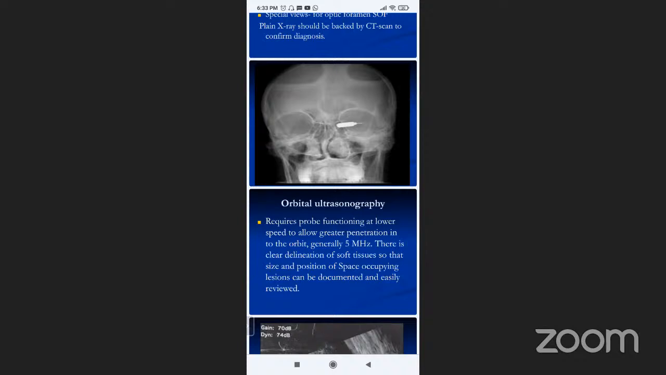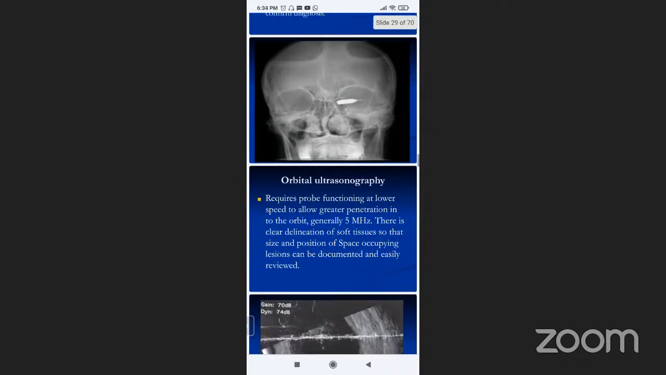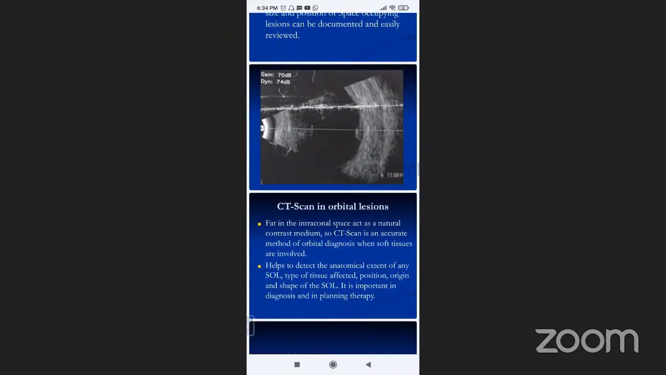So all these can be differentiated by ultrasonography. Then coming to CT scan. CT scan is an important investigation in orbital diseases. The fat in the intraconal space acts as a natural contrast medium. So CT scan is an accurate method of orbital diagnosis when soft tissues are involved.